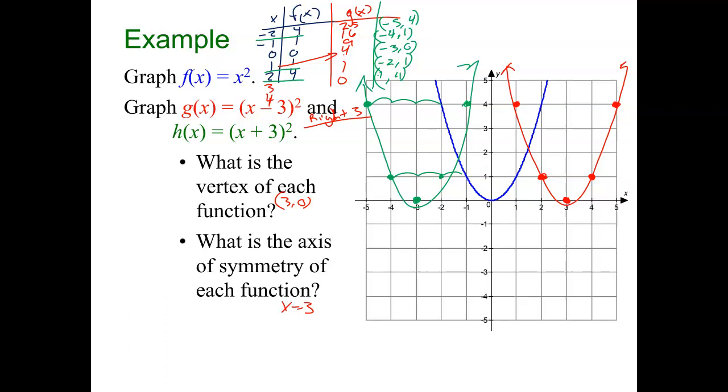So the x value is what's changing on those ordered pairs. When we have plus and minus k, we're changing the y value, adding and subtracting. When we have x minus 3, we're changing the x value on those 5 original ordered pairs. That's what we're looking at. New vertex, -3, 0, and axis of symmetry, x equals -3.